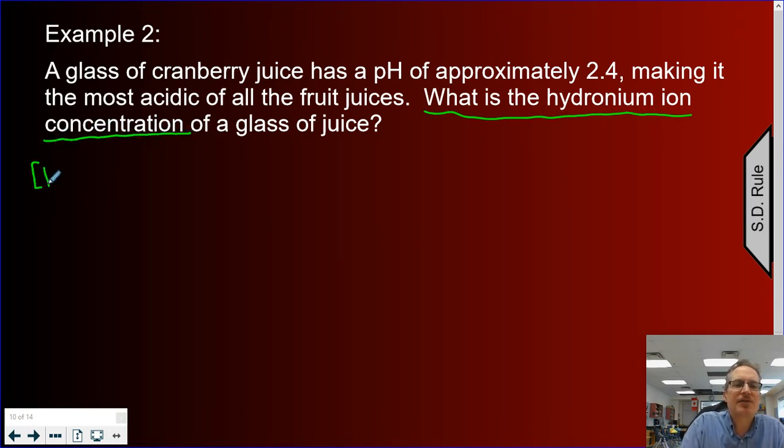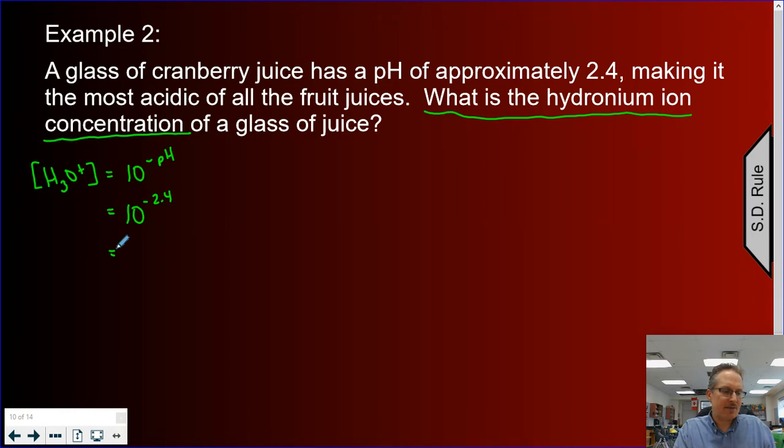So to find the hydronium ion concentration, it's 10 to the exponent negative pH. So that's going to be 10 to the negative 2.4. And we're going to type that into our calculator. Negative 2.4. And my answer works out to be 0.00398101717. Again, it's a concentration, so it's moles per liter.